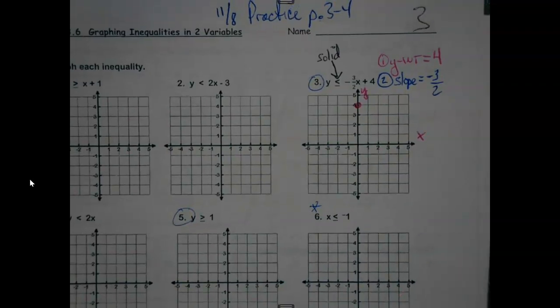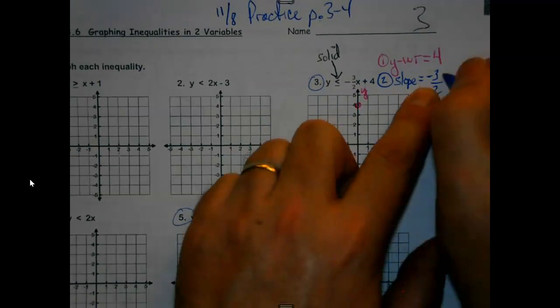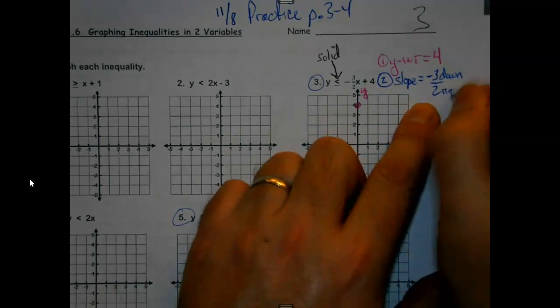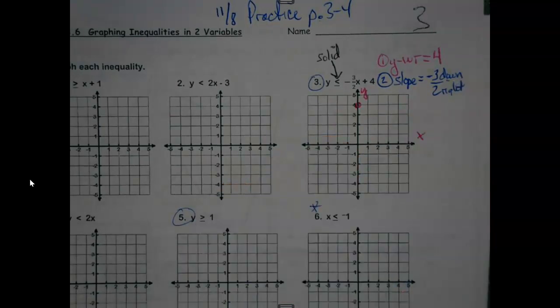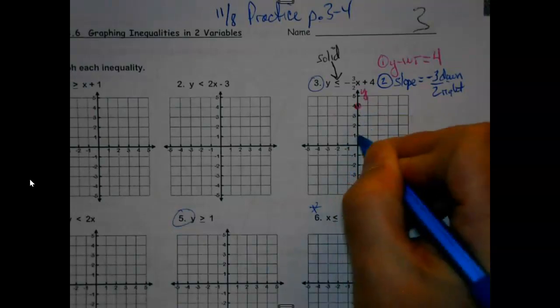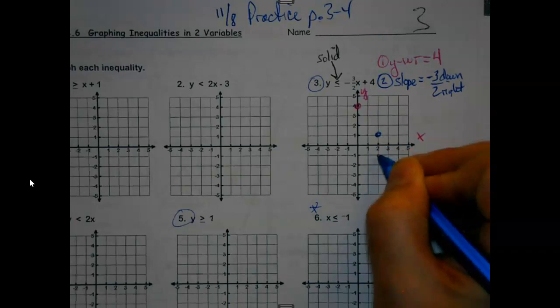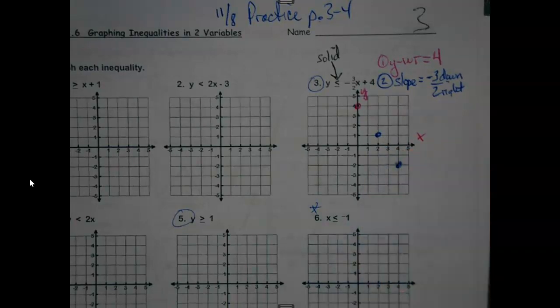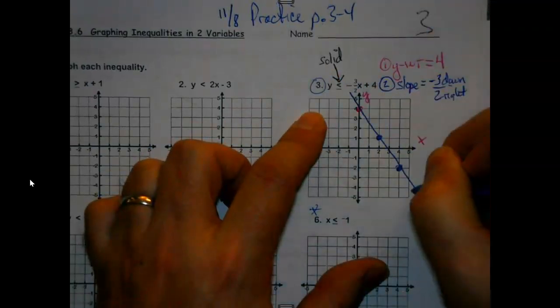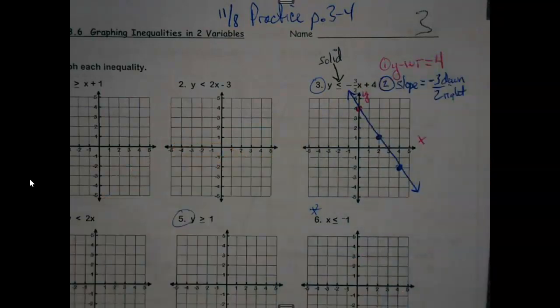If my rise is negative, that means I'm going to go down 3. And that's a positive 2, so I'm going to go right 2. So I go here, down 3, right 2. Down 3, right 2. I'm out of room, and I only got 3 dots. That's okay. So I got my dots. It's a solid line. I put that through there with my arrows on the end.